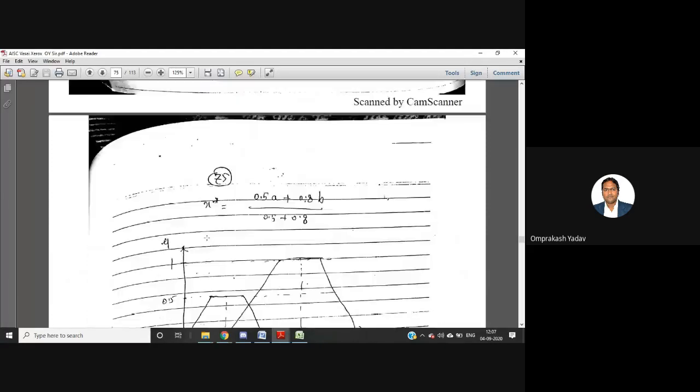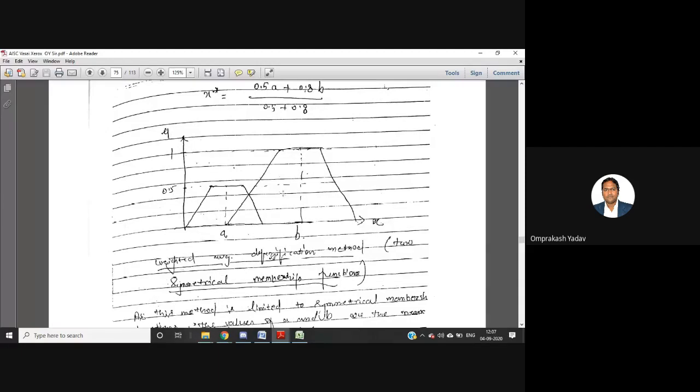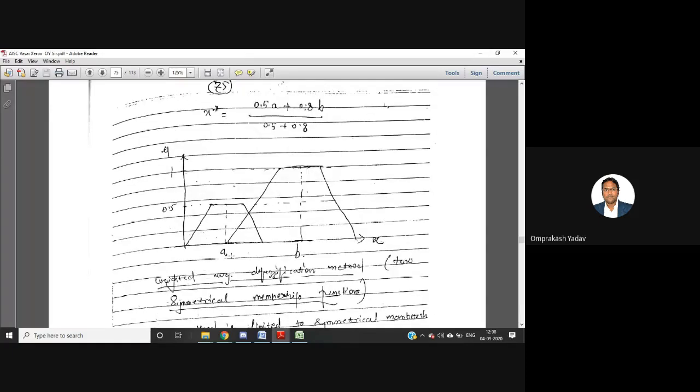Then we saw the weighted average method. The weighted average method works on the output graph, but the graphs should be symmetrical in shape. For this kind of shape, we have the weights and we directly multiply the weights with the middle point. For example, for the first graph the middle point is a, so it is 0.5 into a plus 0.8 into b, divided by 0.5 plus 0.8. In this way we determine x star.